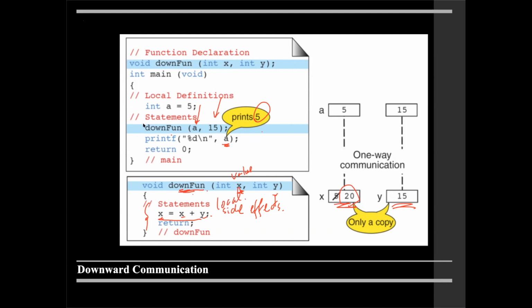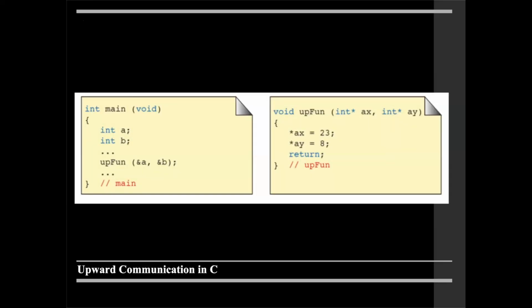So when you come out of this function into the very next line of code, printing out the value of a, it still prints 5, not 20, right? So this illustrates how we pass values from a downstream perspective, meaning one way, from main into this function, by value.